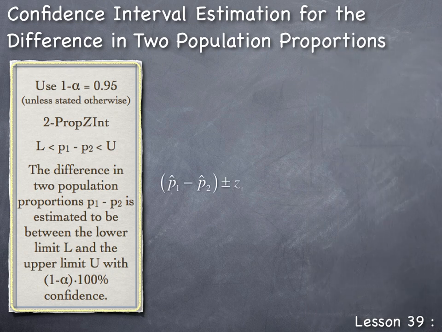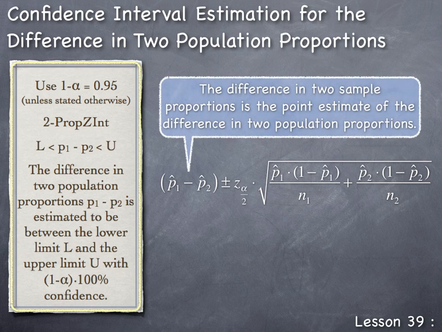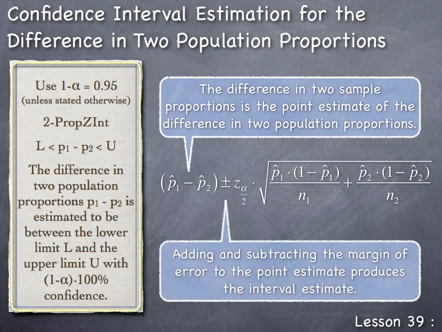Now, the following formula is programmed into the 2prop_zint command to calculate the confidence interval. It involves the difference in two sample proportions, p1 hat minus p2 hat, which is the point estimate of the difference in the two population proportions, p1 minus p2. And the z times the square root of the quantity, p1 hat times 1 minus p1 hat over n1, plus p2 hat times 1 minus p2 hat over n2, is the margin of error. And adding and subtracting the margin of error to the point estimate produces the interval estimate. Adding produces the upper limit U, and subtracting produces the lower limit L.